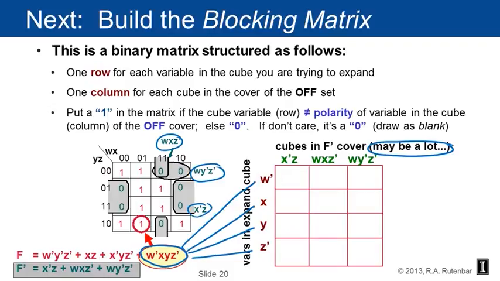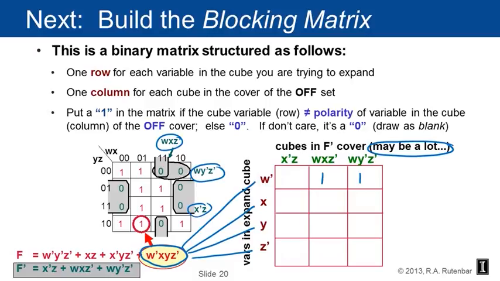Right, so the matrix has rows W bar, X, Y, Z bar, and it has columns X bar Z, W X Z bar, and W Y bar Z bar. So W bar has nothing to do with the X bar Z cube, and so I'm not going to put anything there. W bar disagrees with the W X Z bar cube, so I'm going to put a 1 there because it's got a W in it, and the row is a W bar. Similarly, W bar disagrees with the W Y bar Z bar cube.